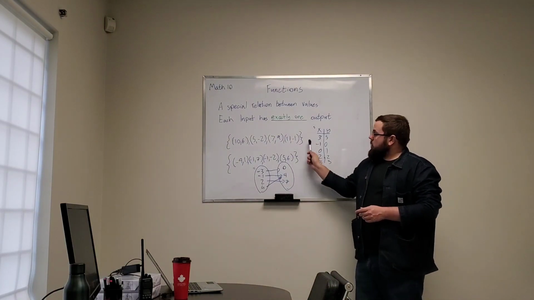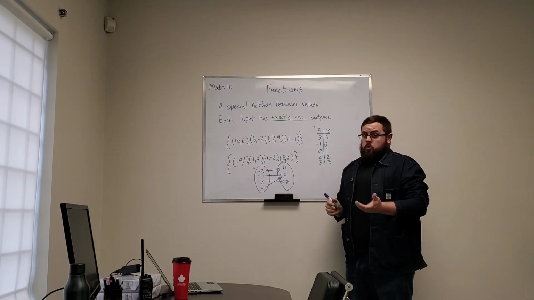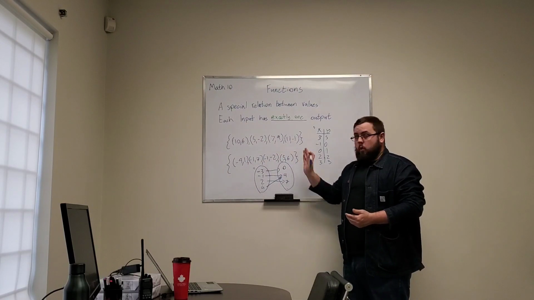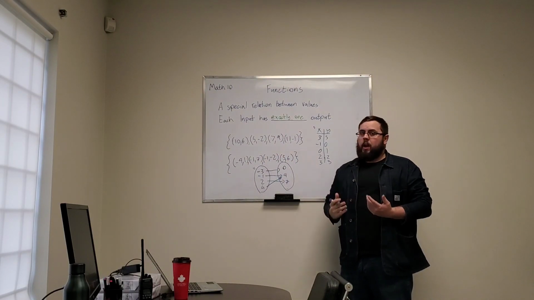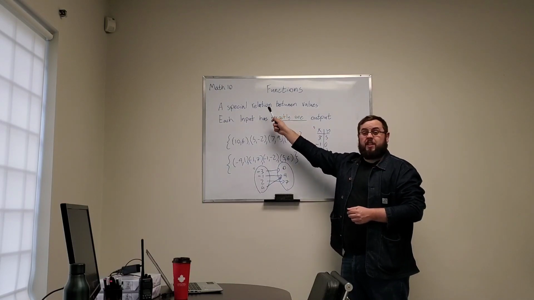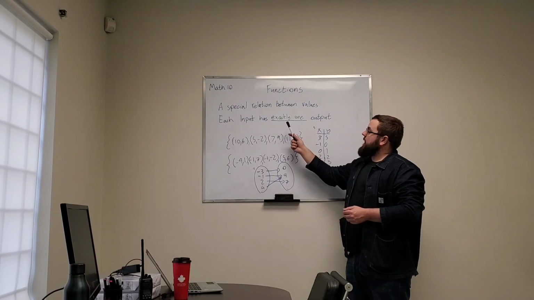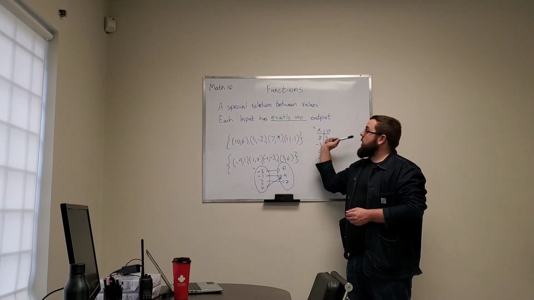All right, so I've got two ordered pairs here. Let's look at those first. These are relations, right? Because it's a set of ordered pairs. And we just need to look and see, is this a relation or is this specific special relation known as a function? The way we do that is we see that every input has exactly one output.